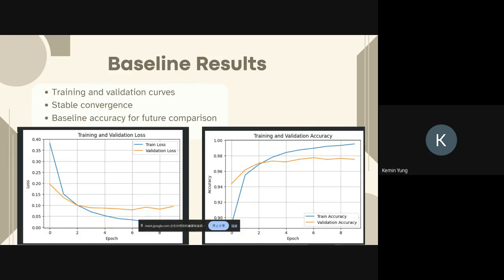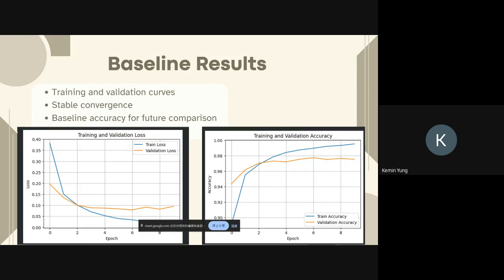Here we show the baseline training results. We can see that the loss decreases over time and the accuracy improves steadily. This indicates that the model converges properly without instability.